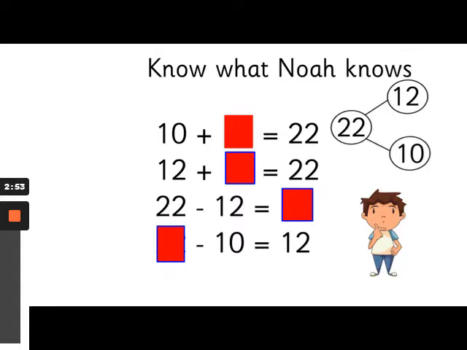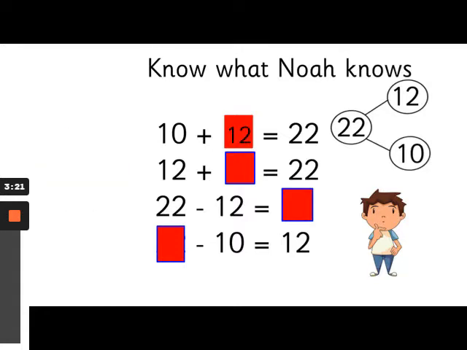So this is knowing what Noah knows. You can see that we have got a part whole model in the corner above where Noah is standing. So we know the whole is 22. We know that 12 is a part and 10 is a part. And we're going to use that to help us work out these missing numbers. The first one is 10 plus something equals 22. I want you to pause the video and write down what you think the answer is.